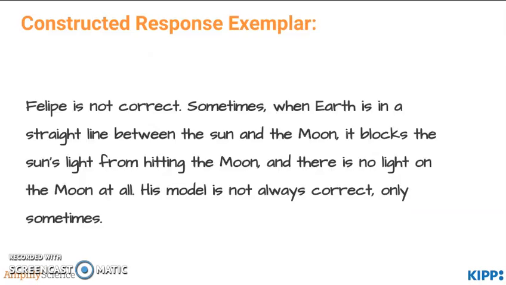Here's an exemplar response. Felipe is not correct. Sometimes when Earth is in a straight line between the sun and the moon, it blocks the sun's light from hitting the moon, and there is no light on the moon at all. His model is not always correct, only sometimes. An exemplar answer notes again that Felipe is incorrect, and students should be able to articulate that although sometimes Felipe's diagram is correct, if the Earth, moon, and sun are in a straight line, a lunar eclipse can occur. This type of answer shows that students have knowledge of all 3 progress build levels.